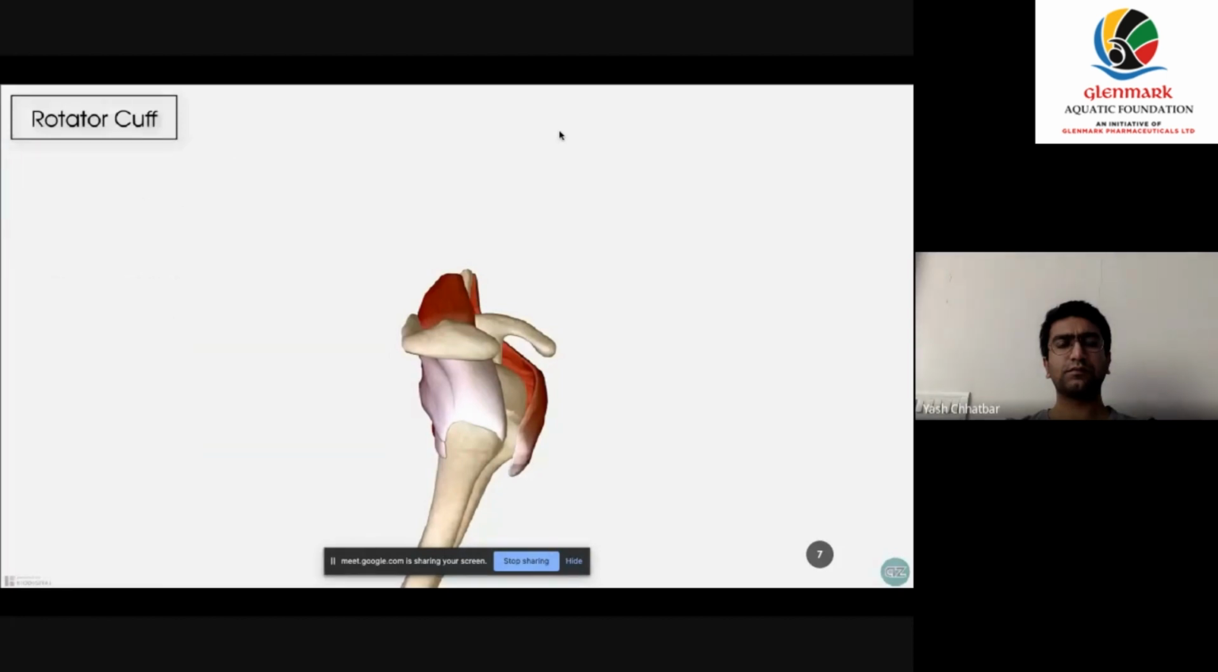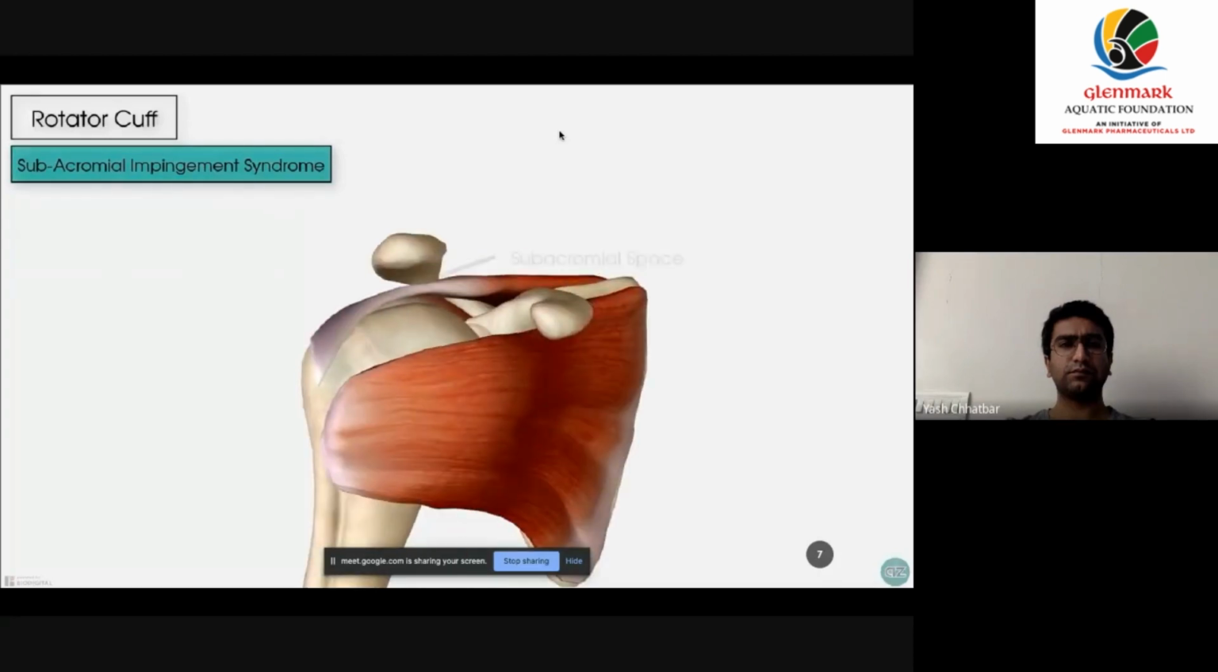Whilst there are several others, the other common condition you might hear talked about is subacromial impingement syndrome. This condition relates to problems arising within this area here called the subacromial space.